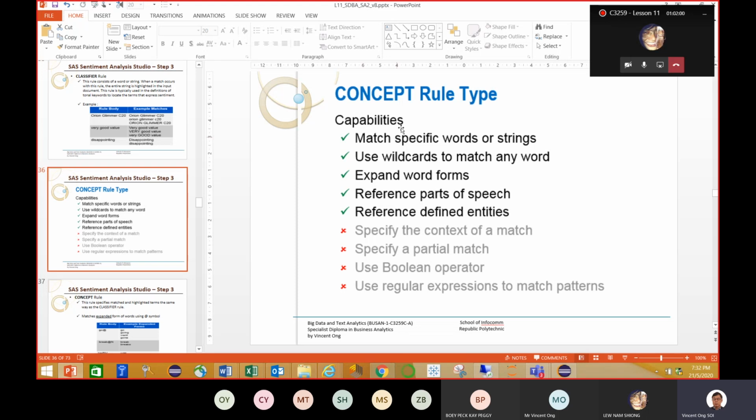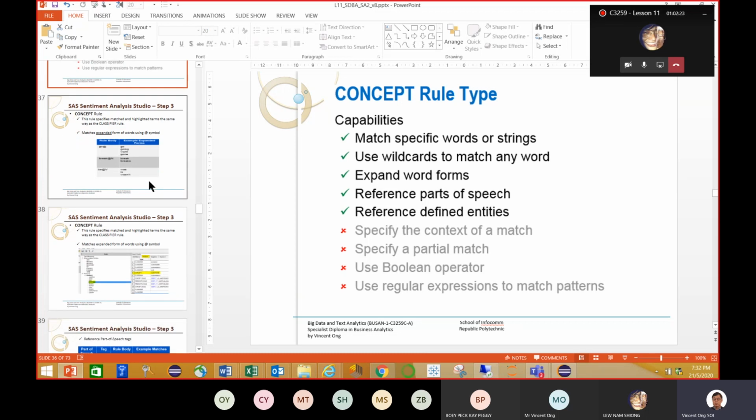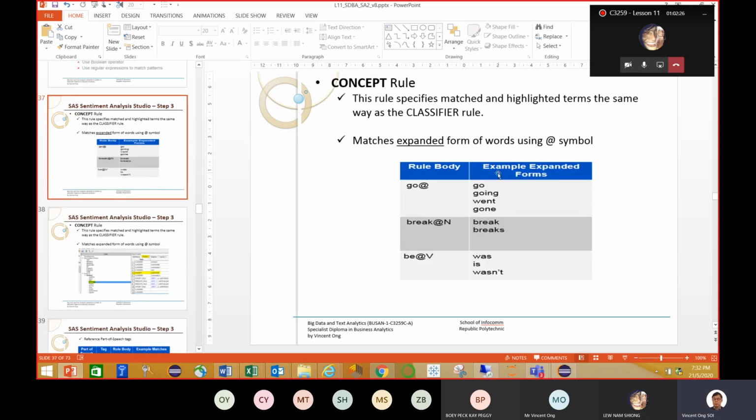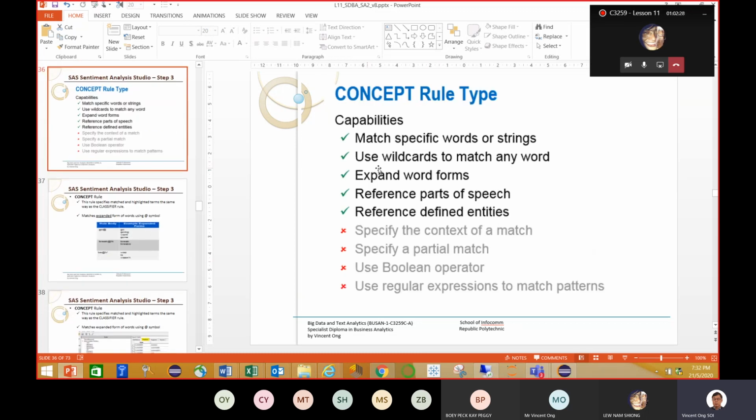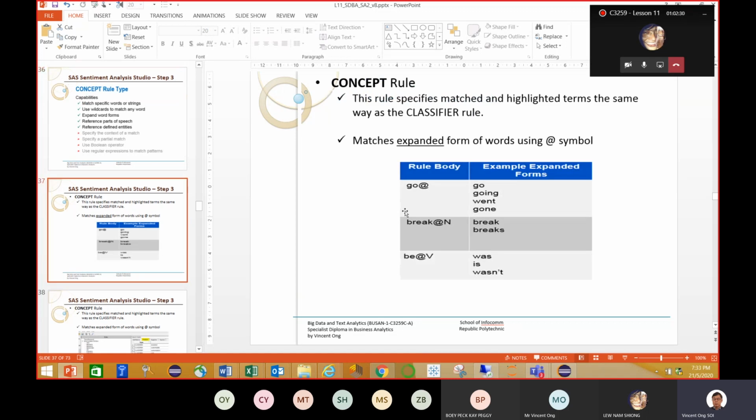The next one is the concept rule. For the concept rule, you can see that the capability has expanded. You only have the classifier rule that only matches, but concept rules will actually include what classifier can do, plus all these four different capabilities. We'll just go through briefly. So for example, this one, concept rule. We look at the first feature, expanded form.